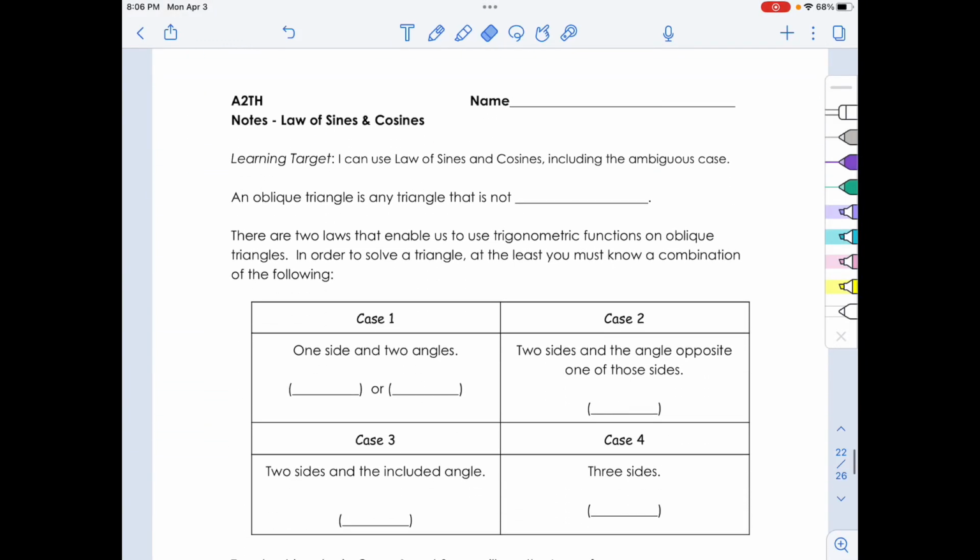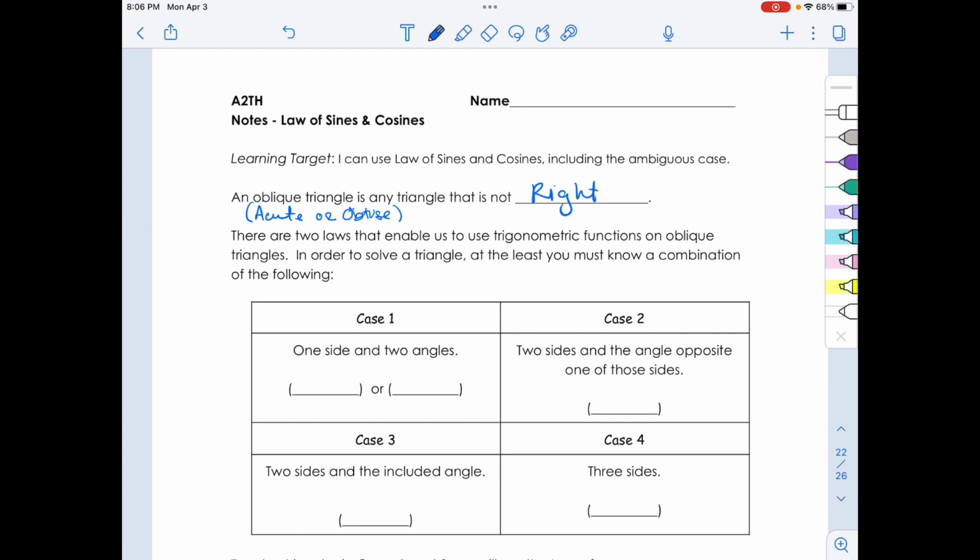Today we're going to be doing the law of sines. The law of sines and the law of cosines are ways for us to solve triangles that are not right triangles. So any acute or obtuse triangle is considered to be an oblique triangle. An oblique triangle is any triangle that is not right, meaning it does not have any right angle.